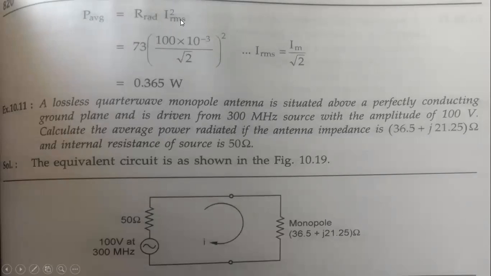So I RMS is Im by root 2. What is Im? Im is 100 milliampere. So 100 into 10 to the power minus 3 divided by root 2, of a whole square. So I RMS is equal to Im by root 2. You can substitute the values and you will get the average power as 0.365 watt. Go for the next.